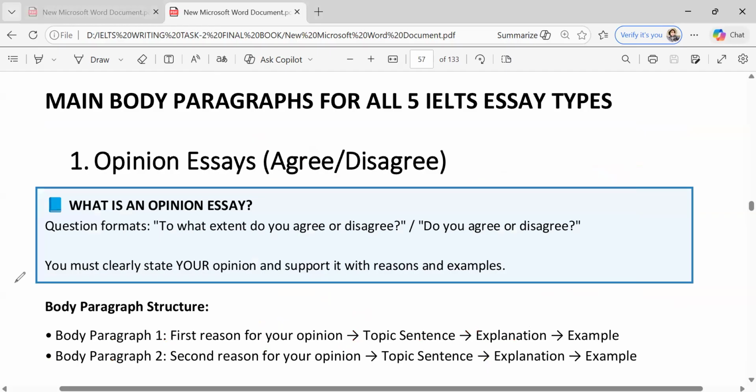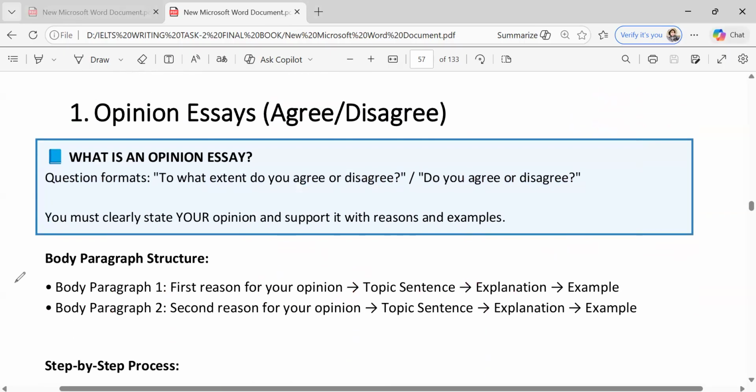There are 5 essays, clear, 5 different types of essays. The first one, that's opinion essay. So opinion essay, you do understand what they ask you. Now, we want to talk about, there are 5 different essays, clear, for each of them, how we can develop our body paragraphs. So we're going to talk about that. The first one, clear, we call it opinion essays. Opinion essay, you do understand agree and disagree.